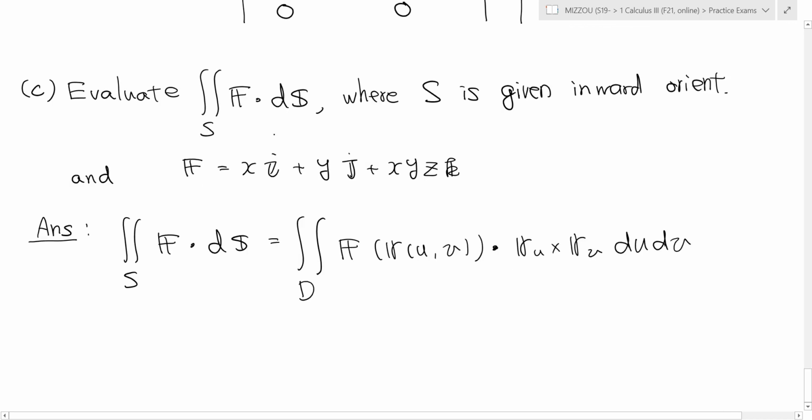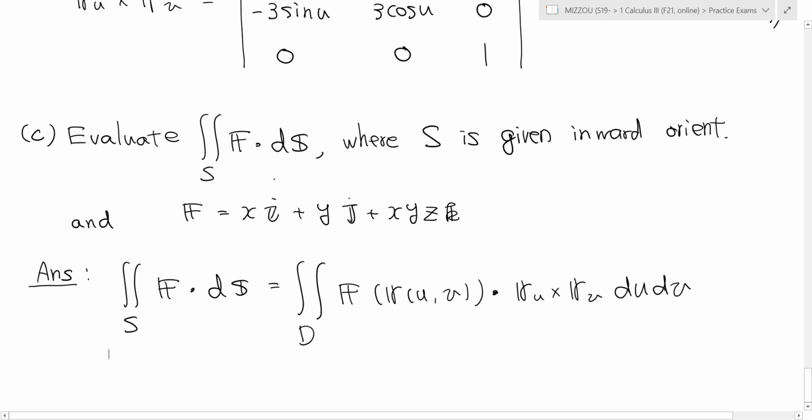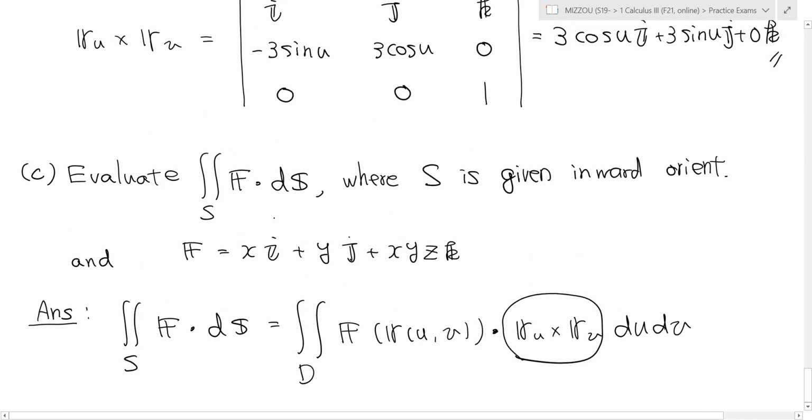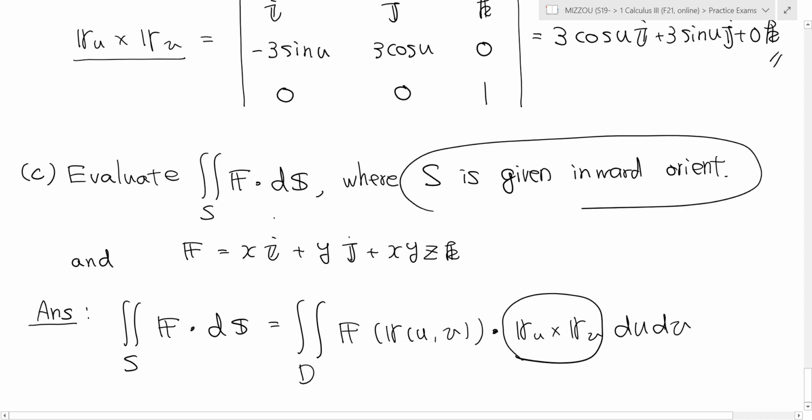or this could possibly be negative, or maybe I should say the other way around, v cross u. Either way, which one is right depends on what the orientation of S is. Everything is given in the previous part, and the only thing you have to check is whether the orientation given by this cross product is consistent with the given orientation of S, in this case inward orientation. Now, how would you check?